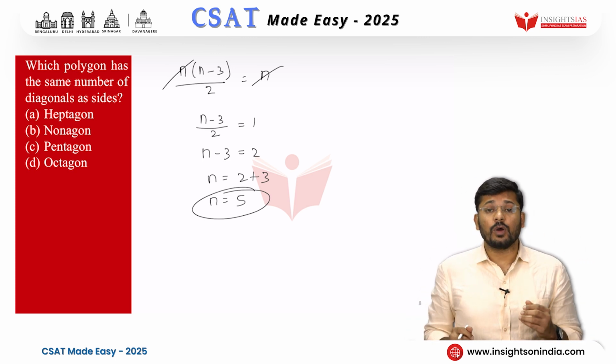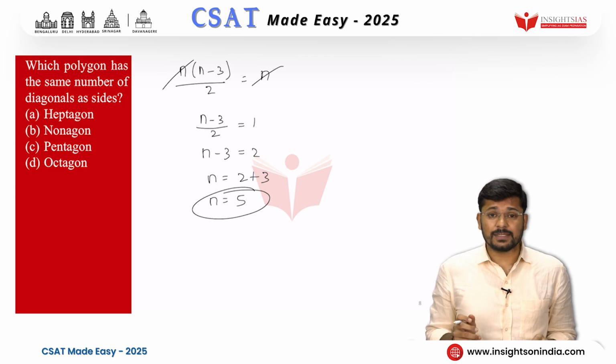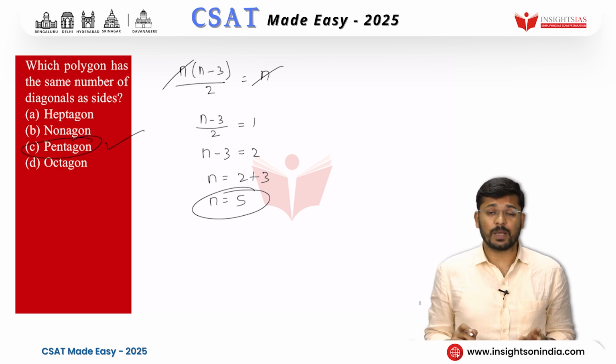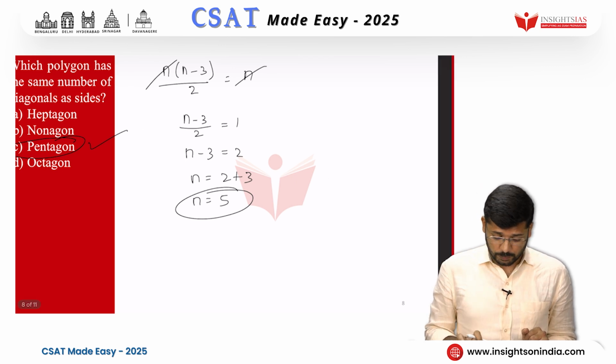What do we call a polygon with 5 sides? It is a pentagon, right? Yes. So the answer is option C, pentagon. Done. Now it is time to go to your homework question.